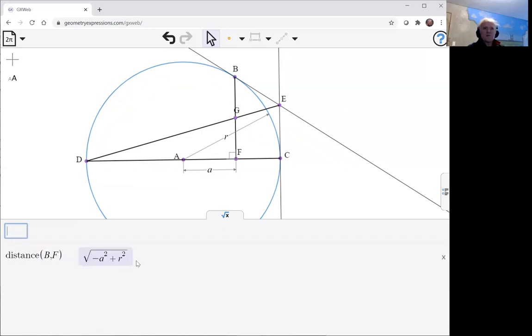Now, we could do that using Pythagoras, and so can GXWeb. But now we'd like to have a look at the distance from B to G. And we find it is indeed half of that. So that is what we're looking to prove, or as it would say in Liber Assumptorum, quod erat demonstrandum, Q.E.D.